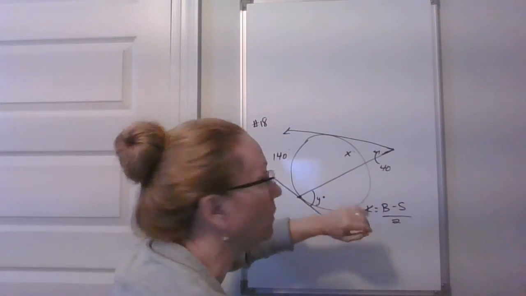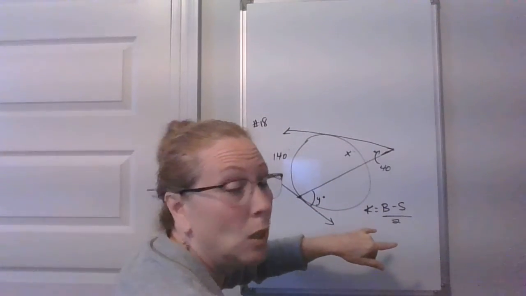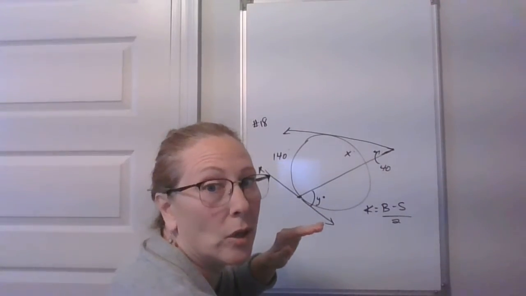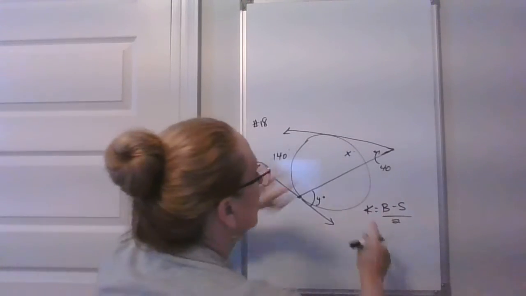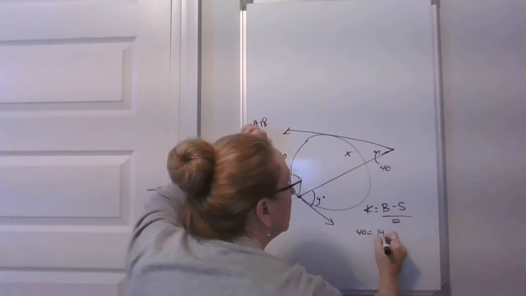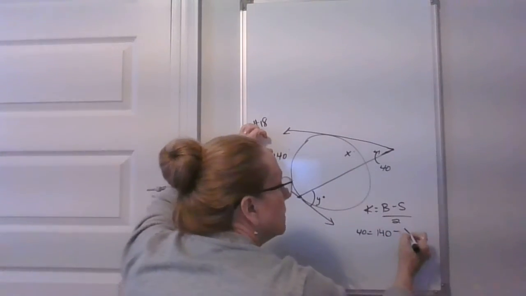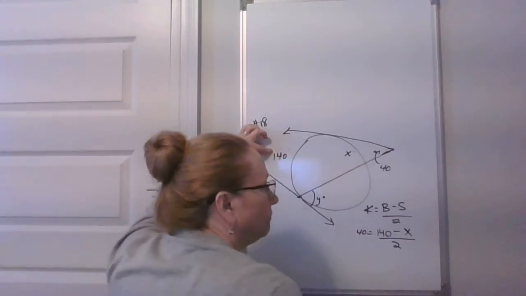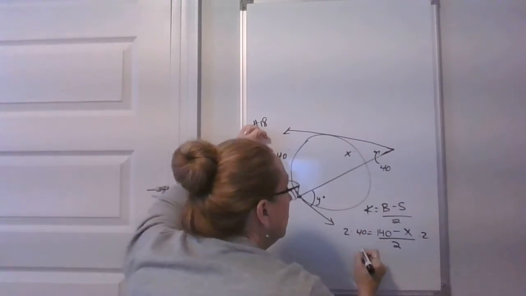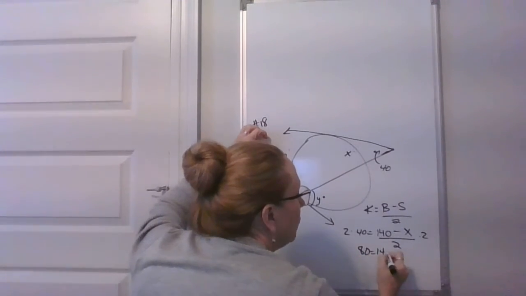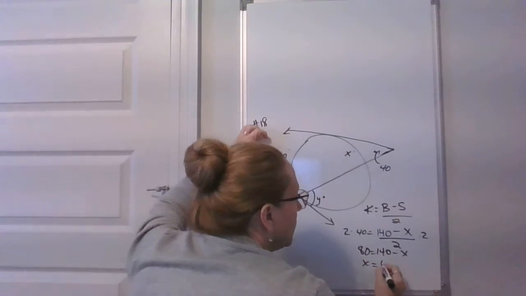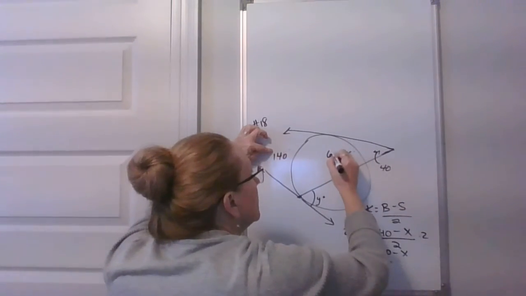If it was inside, we'd be adding the arcs and dividing by 2. Or if it was on the circle, we'd be looking for the arc and just taking that single arc and dividing by 2. So angle, 40 degrees. Big arc, 140. Small arc is X. Divide by 2. To get rid of the 2, we multiply both sides by 2. We get 80 equals 140 minus X. And then X is going to be 140 minus 80, or 60 degrees.